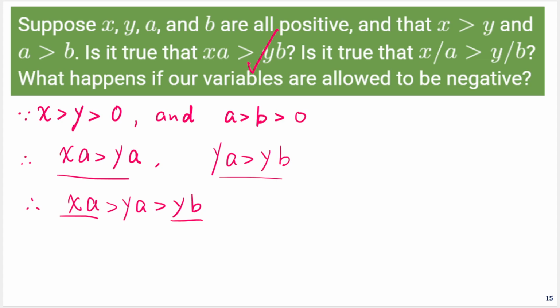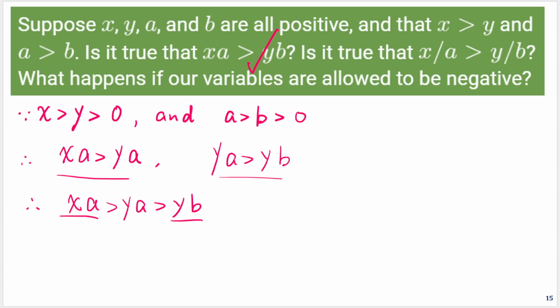But the second statement is not necessarily true, right? Because a larger number x divided by a larger number a does not necessarily mean the left side is larger than the ratio of the right side. Did you get it?